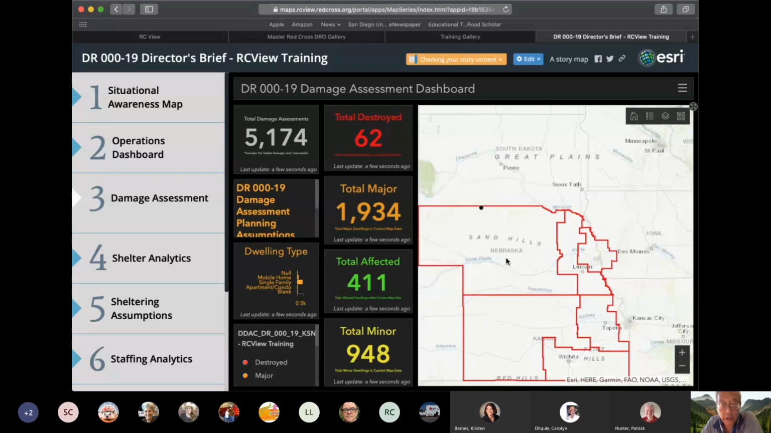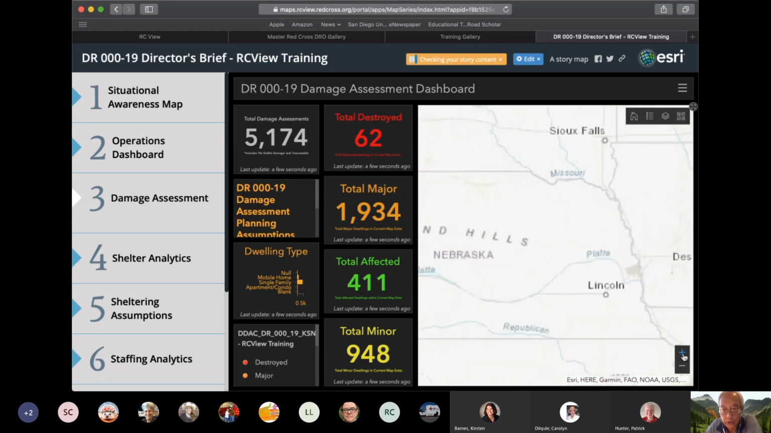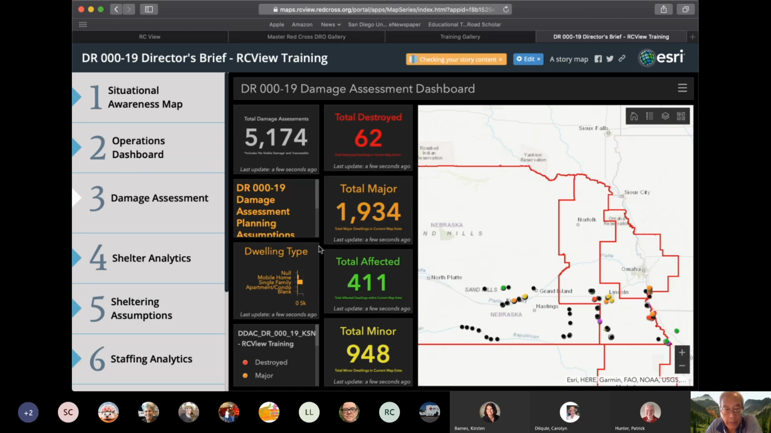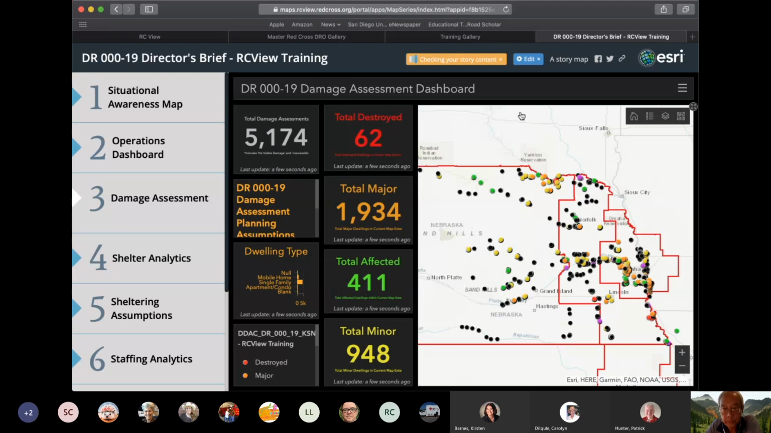So the last question is about damage assessment. Where should we put remote feeding? How do we plan our routes for remote feeding and for bulk distribution? So damage assessment is another important tab in this training brief. And we get damage assessment from multiple sources. Within the Red Cross, those of you who have taken the RC Collect class, which I think Kirsten has taught, go out and collect that information in the field through your smartphone, and those are reflected by these little dots here.